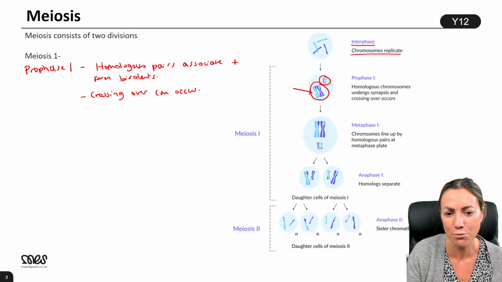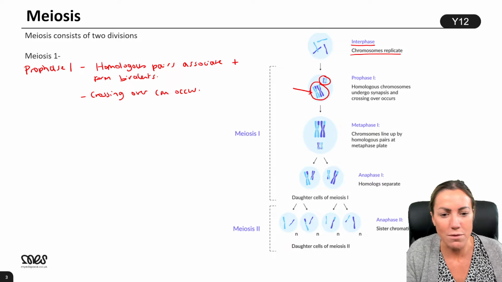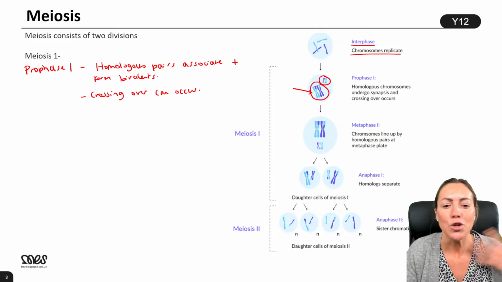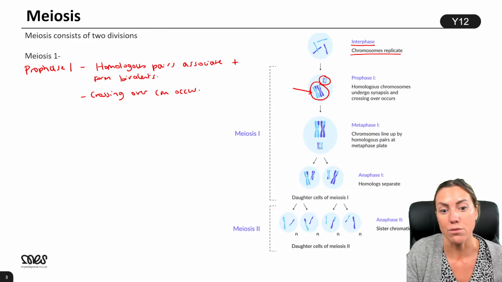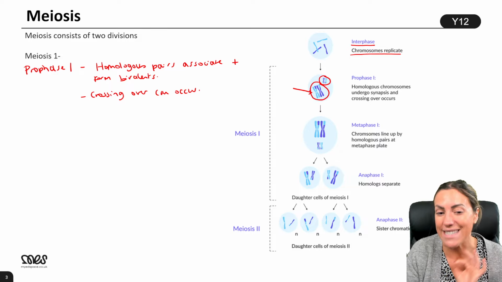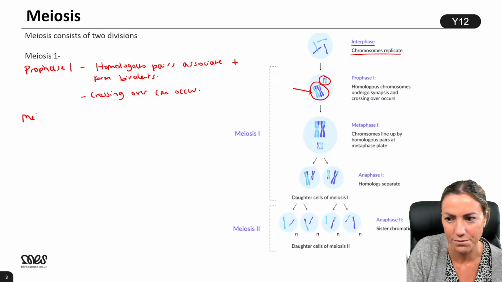So that's prophase 1. Obviously, there are the same things as mitosis in terms of chromosomes condensing and becoming visible, and the nuclear envelope breaking down, but we already know that from mitosis. So we're really just focusing on the differences between mitosis and meiosis. Yes, the nuclear envelope breaks down. Yes, the chromosomes condense and become visible. But in meiosis, in prophase 1, the homologous pairs associate and form bivalents, and that's when crossing over can occur.